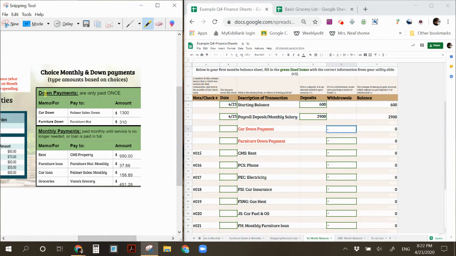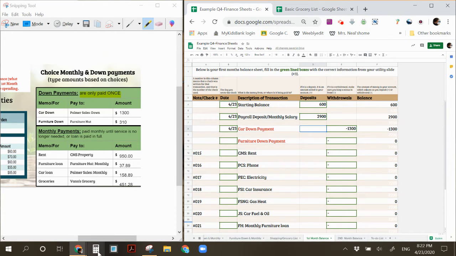Okay, so let's start filling in our withdrawals. So my car down payment, and it's a one-time payment, I am going to put in today's date, was the 23rd. Double click so I can keep my negative sign there, and I'm going to type my withdrawal of $1,300. You'll notice that my money now has gone down. It subtracted $1,300 from my overall balance of $3,500 to give me a remaining balance of $2,200.